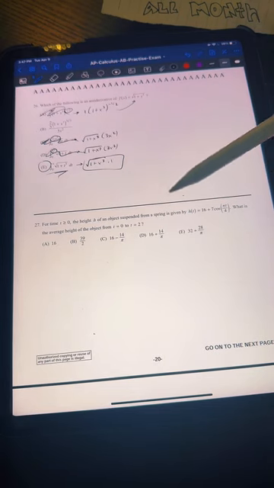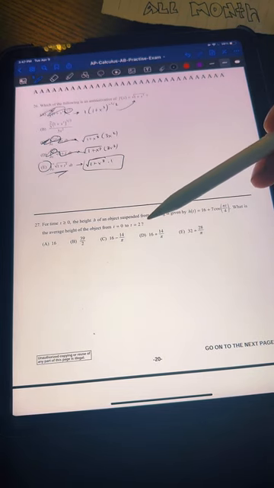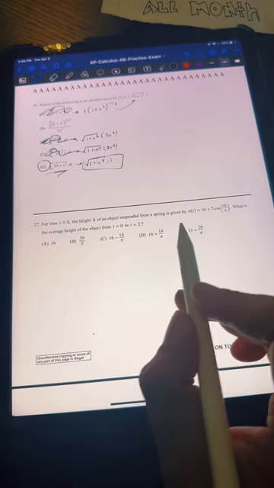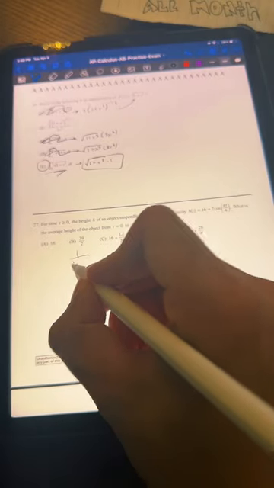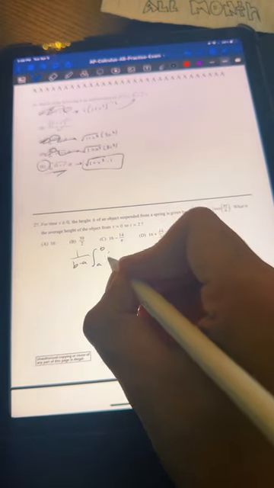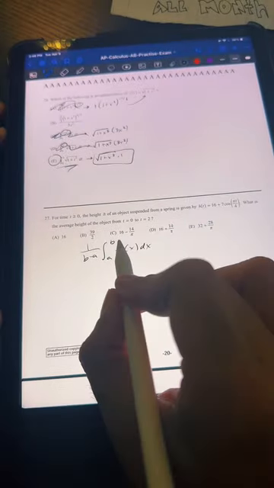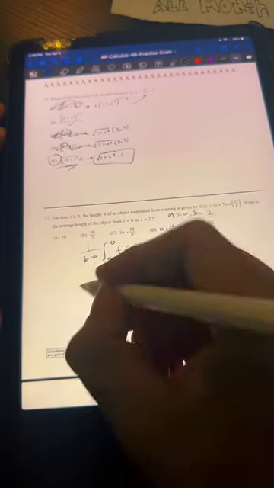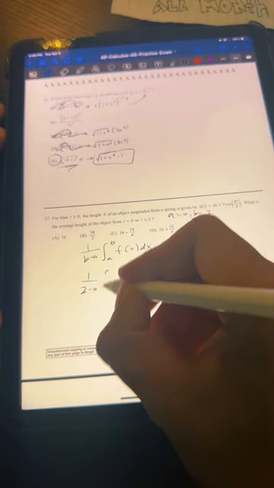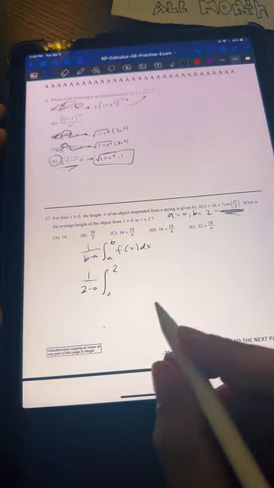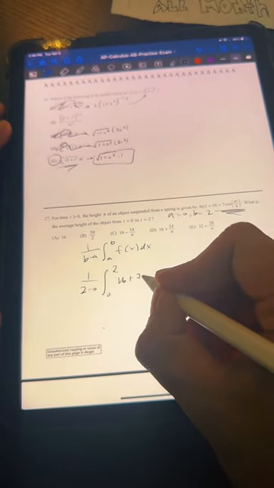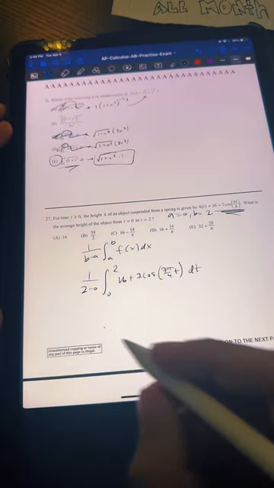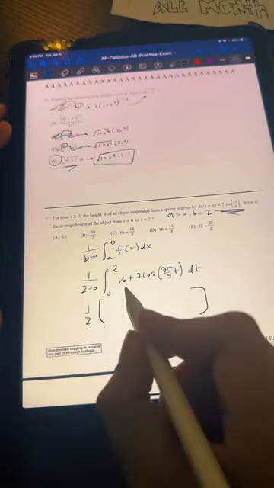So we have the height of an object suspended by the given function. What is the average height of this function from 0 to 2? Now, remember, average value, or average height in this case, is 1 over b minus a, integral from a to b of the function. So in this case, our a is 0, our b is 2. So when we take our integral, we get 1 over 2 minus 0, integral from 0 to 2 of this function that was given to us, 16 plus 7 cosine of 7 pi over 4t dt. Okay, so the 1/2 is on the outside here.